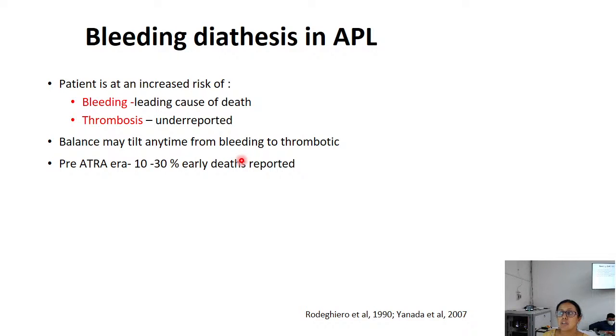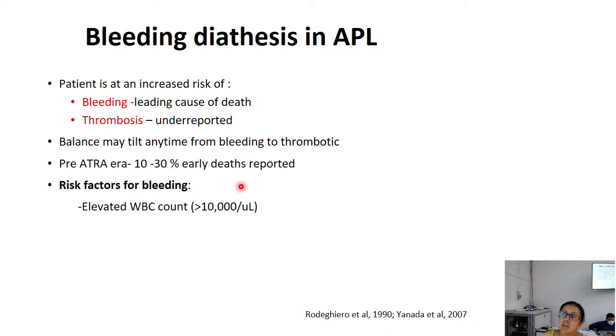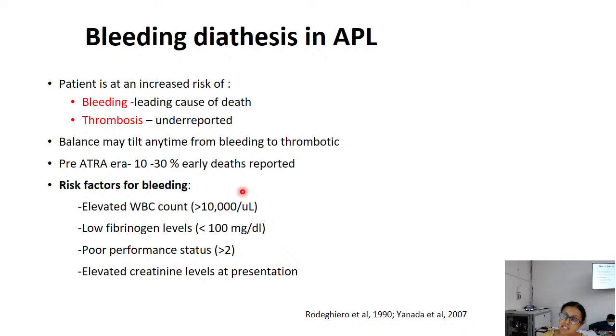In the pre-ATRA era, the mortality rate was reported to be up to 30%. However, with the discovery of ATRA, the mortality rate has come down significantly. Risk factors for bleeding are an elevated WBC count, low fibrinogen levels, poor performance status, and elevated creatinine levels at presentation. However, these studies found that platelet counts were not predictive of bleeding diathesis in APL.